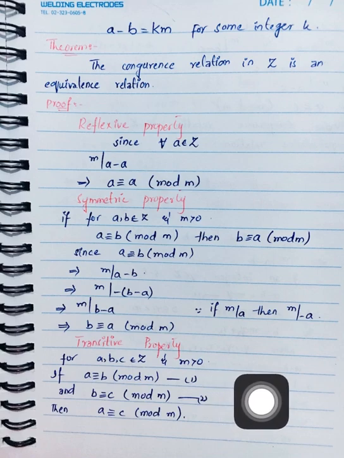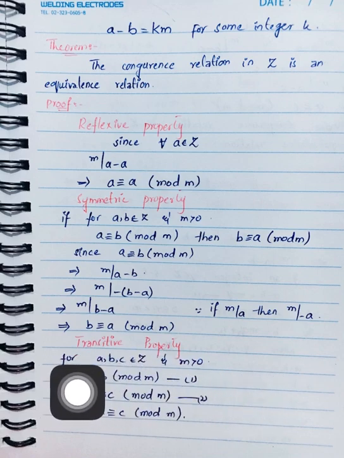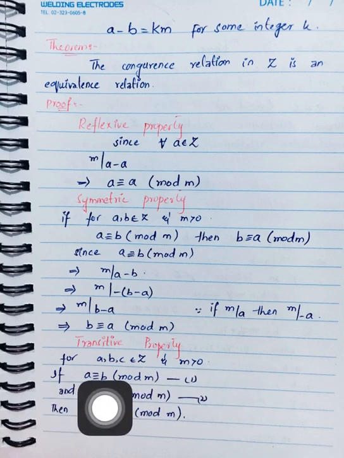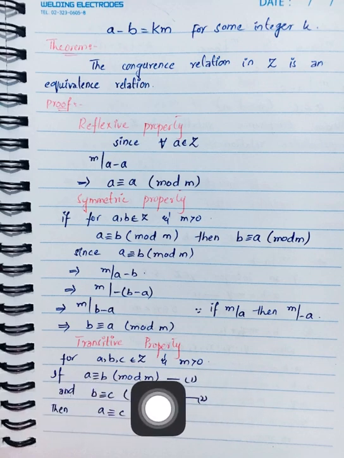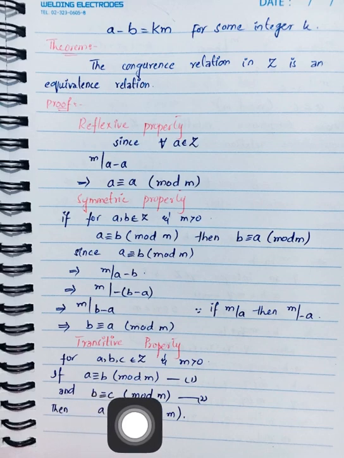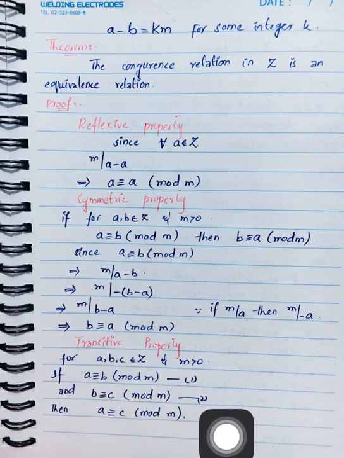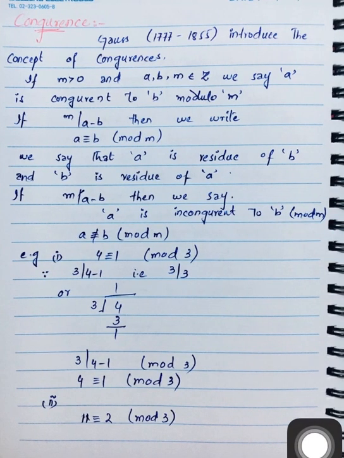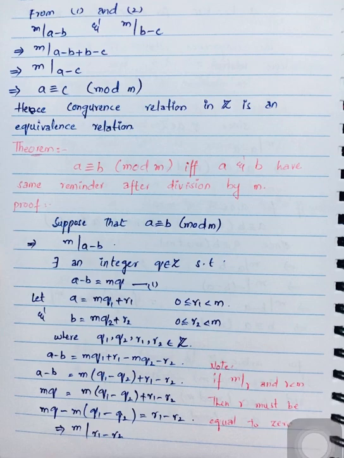Now the third property is the transitive property. For a, b, c belonging to the integers and m greater than 0, the condition is: if a is congruent to b in modulo m and b is congruent to c modulo m, then a is congruent to c modulo m. This is the condition here.